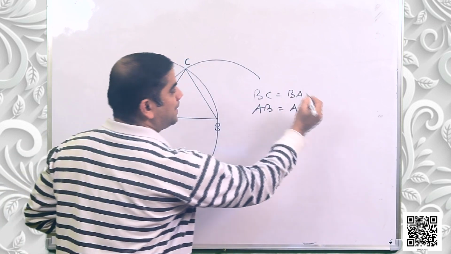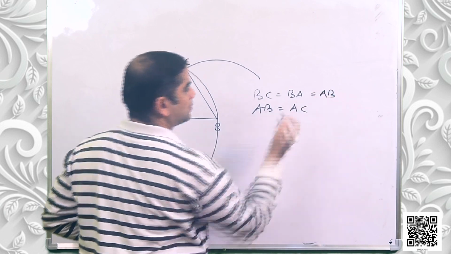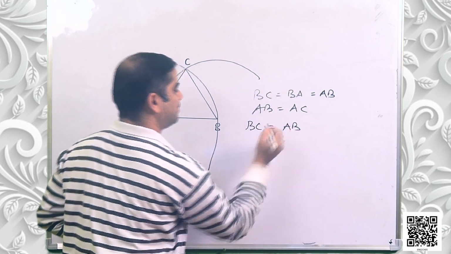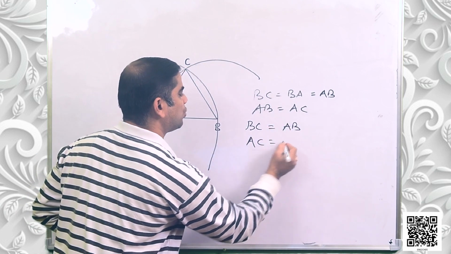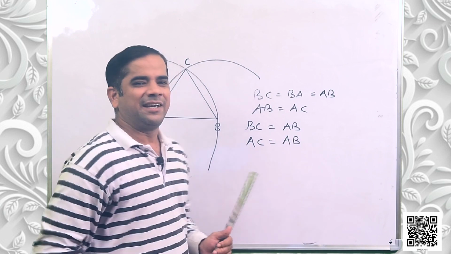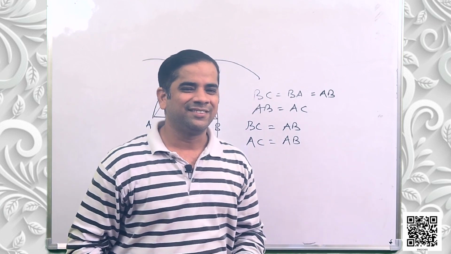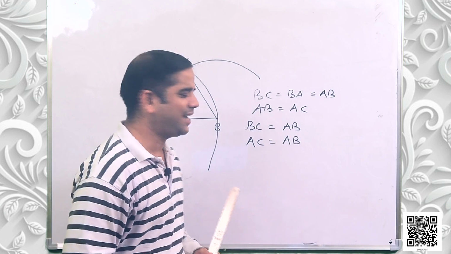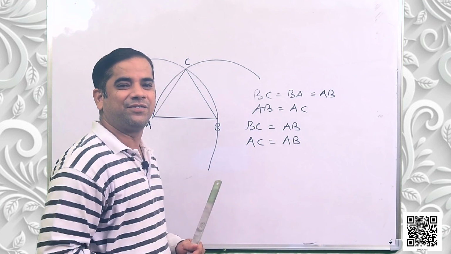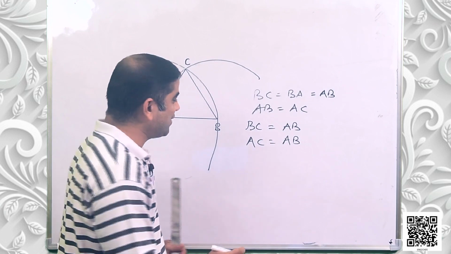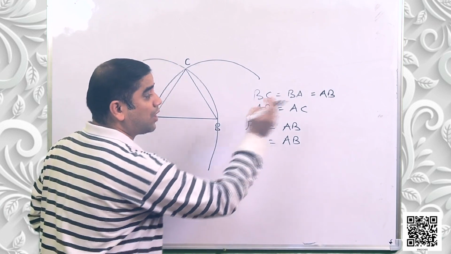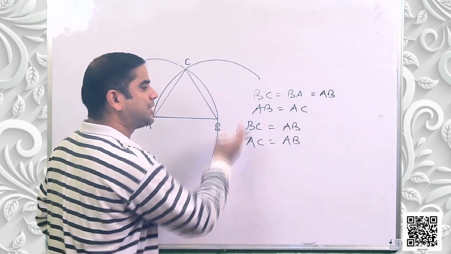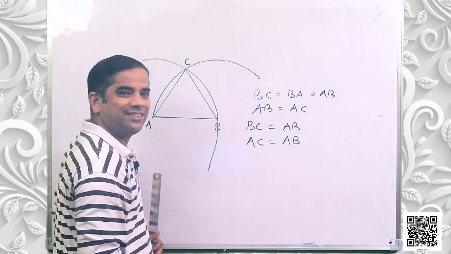I can write BA as AB, okay. So BC is equal to AB and AC is equal to AB. Can you recall something? Just guess. Yes, there is one axiom, okay. There is an axiom of Euclid which says that if two things are equal to another thing, they are also equal to each other, isn't it?